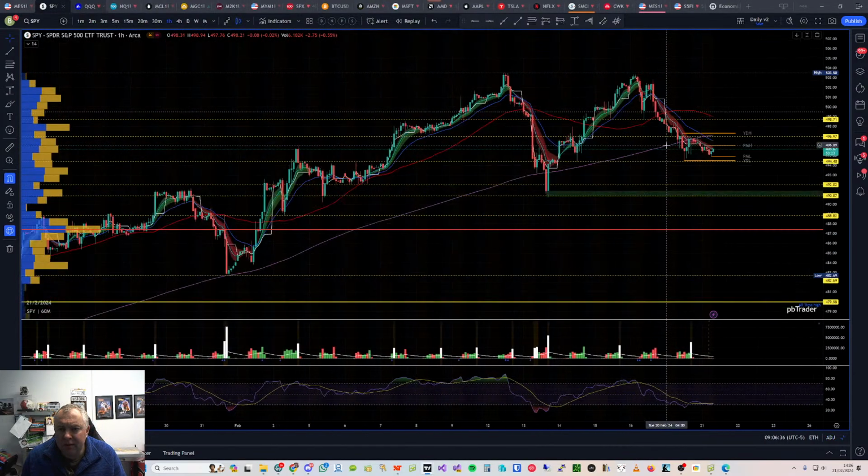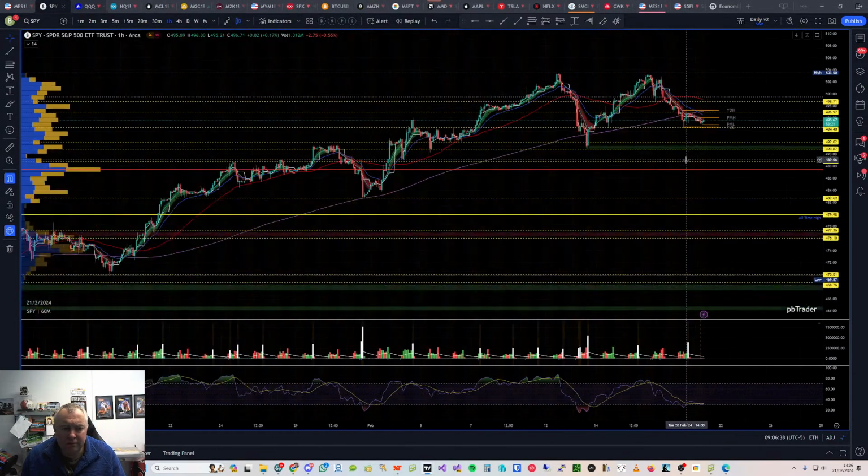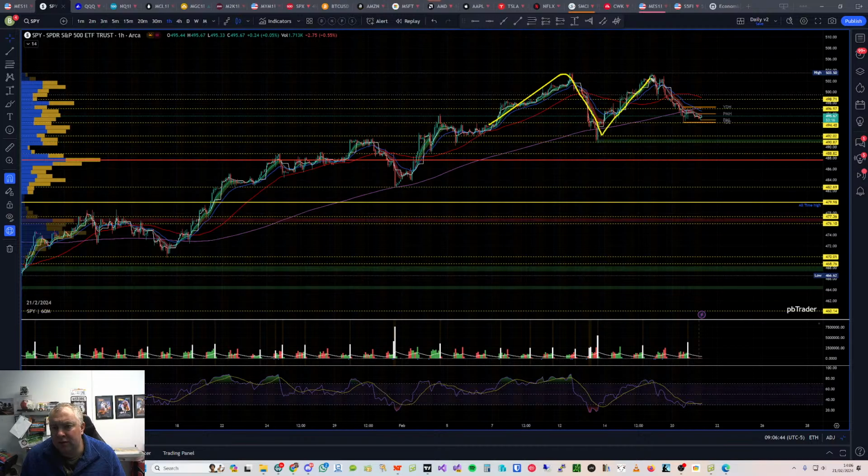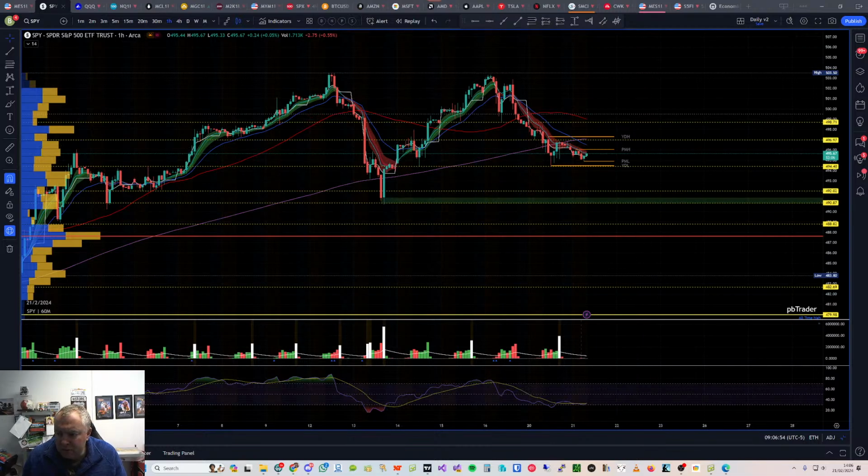SPY, it's very similar. Potentially, same with ES, we could be starting to put in this kind of head and shoulders pattern maybe. I'll come into QQQ in a minute where you can see a head and shoulders pattern. Let's just do the levels for SPY.